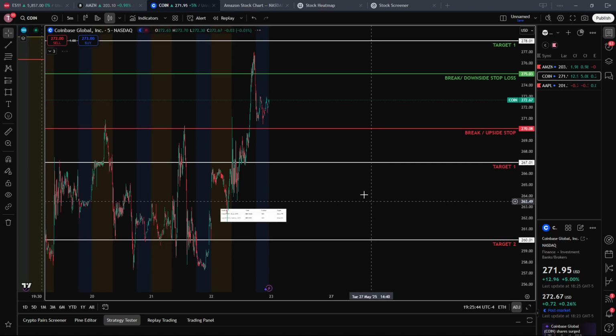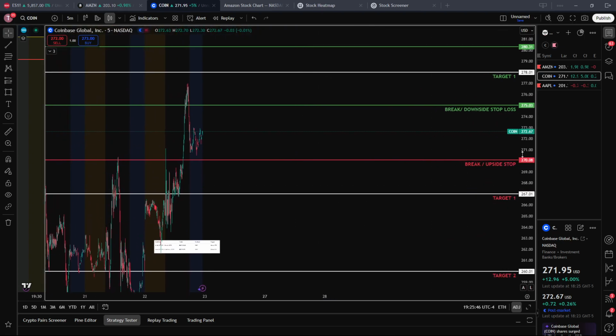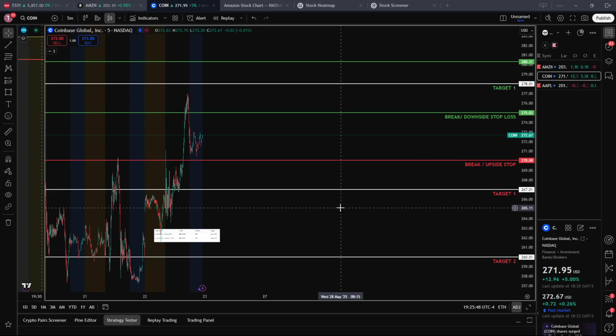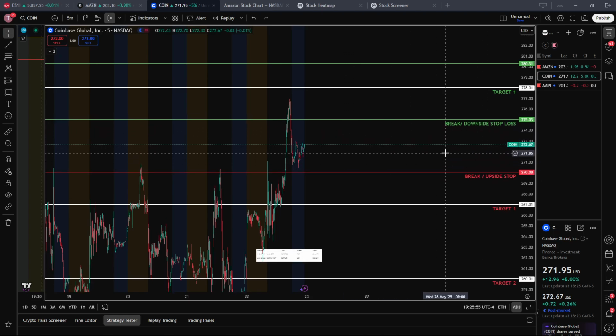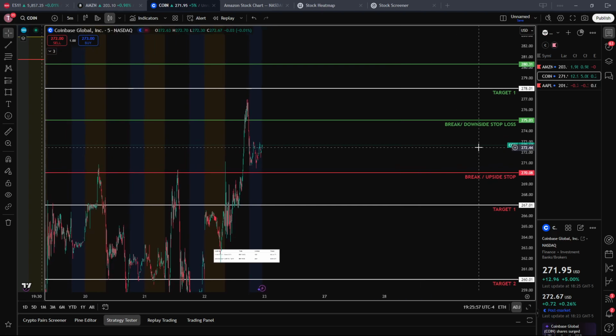Next one is COIN. Now, COIN overall had a lot of positive gamma and positive delta ever since we got this explosive move to the upside, pushed us into a positive gamma environment. So we have our triggers right here.